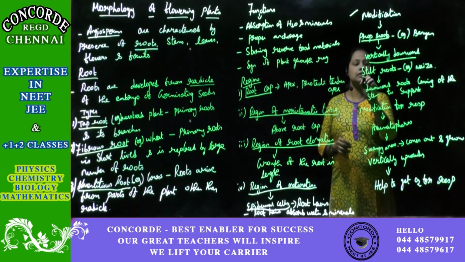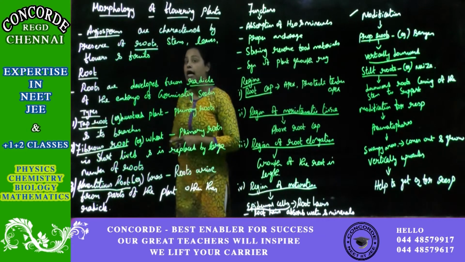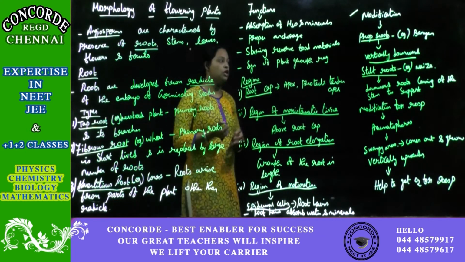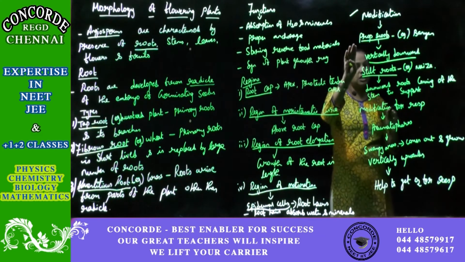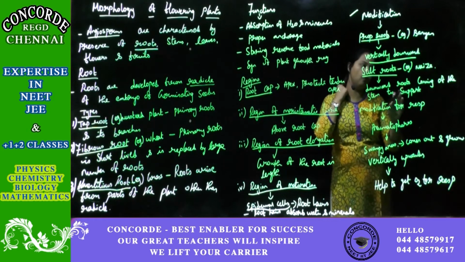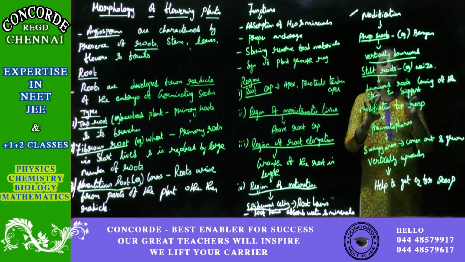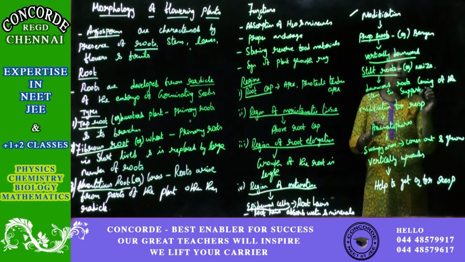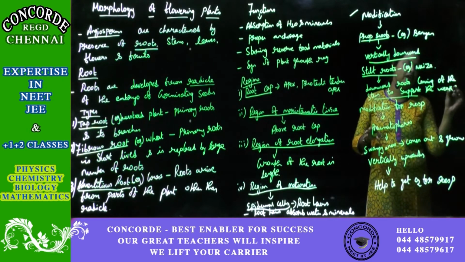Second one is stilt root. Generally, if you see the function of a stilt, it is for support. So an example is maize. Just like a prop root, the stilt root will also grow downward. But the one change is that this stilt root will come off the stem to support the weak stem. So when the stem is very weak, it will support the weak stem.